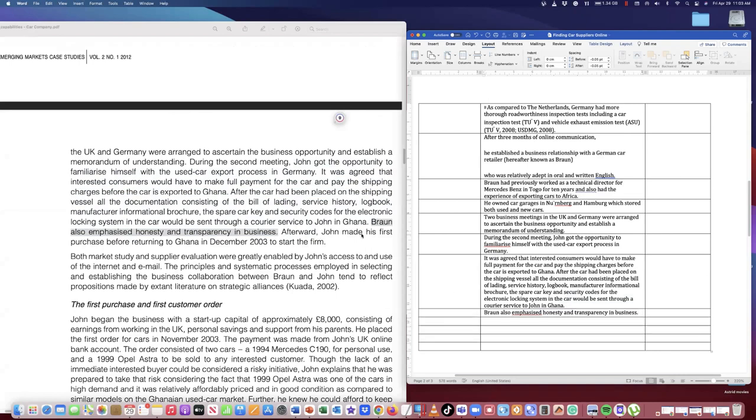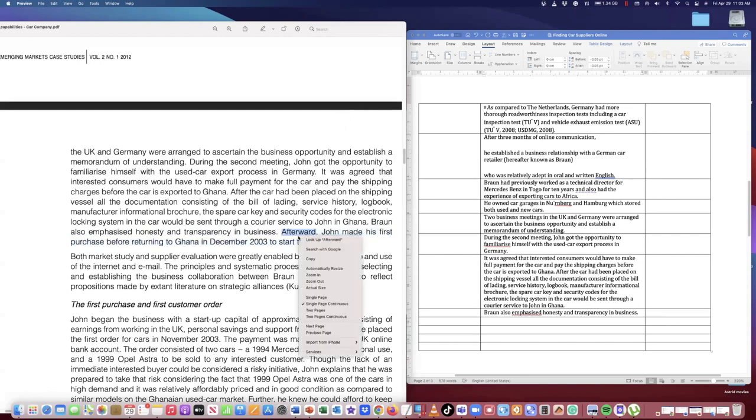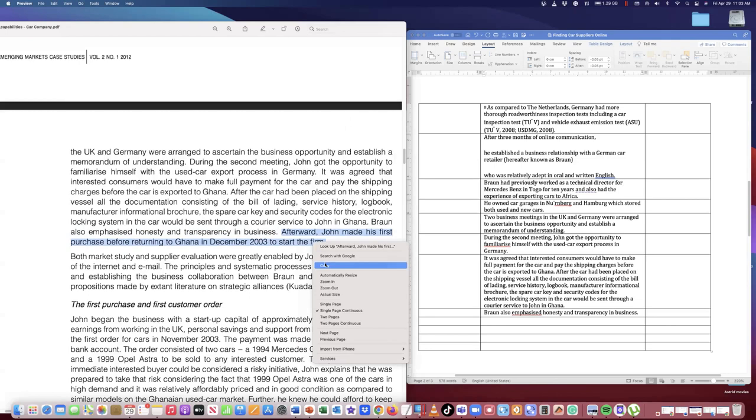Then after John made his first purchase before returning to Ghana to start the firm, is it important? Yes. It's important. It's not important. No, prof, I think it explains the honesty and the transparency. No. This is his first. How can you start the business without actually having one car to bring to Ghana? It's not important to finding the supplier, but after getting the supplier, you have to buy one to test the process. Meaning it's just like a sample. Good. The start of it. Okay, so let's continue.